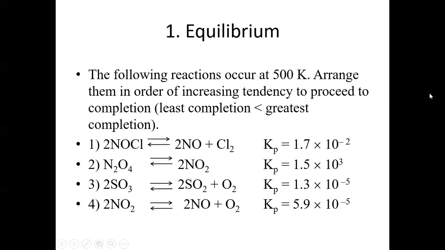The first question is, here are 5 reactions. It gives you the equilibrium constant. Can you arrange them in order of increasing tendency? Increasing means from low to high tendency, right? So it's a matter of asking yourself, what are the relative values of these things? If you want to work on that, you can.